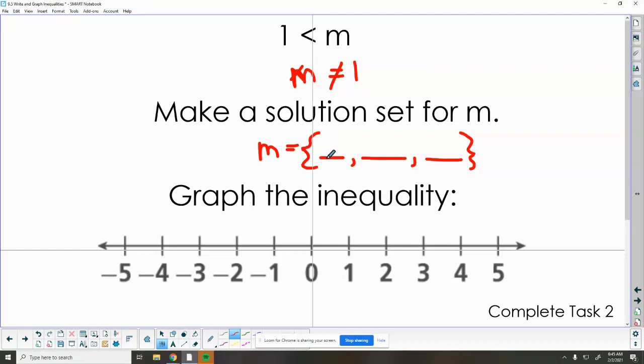So go ahead and see if you can think of 3 things that M could equal that are greater than 1. So I'm going to say it could equal 2. I'm going to say equal 4 and 6. Those are all bigger than 1. 1 is less than 2. 1 is less than 4. 1 is less than 6. So I'm going to graph these here. So here's 2, 4, and 6 would be around there.